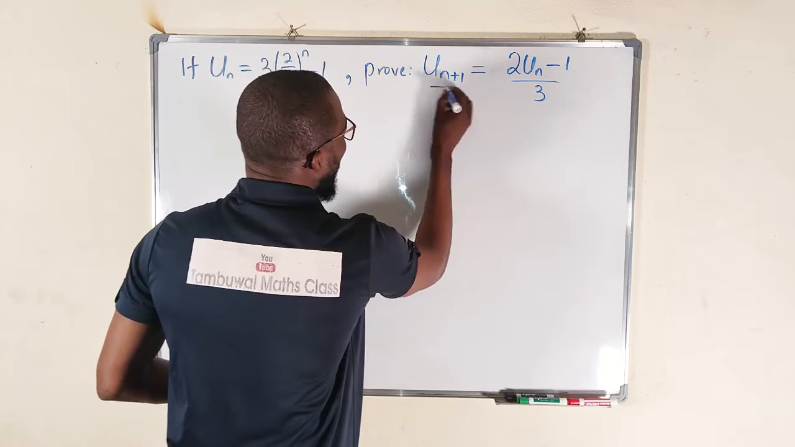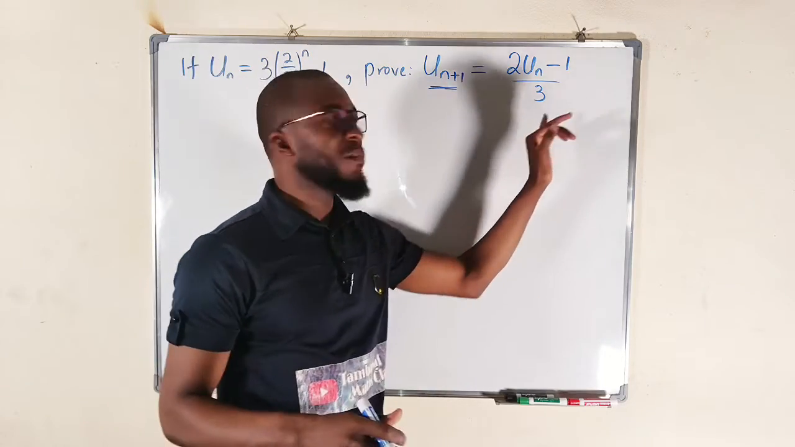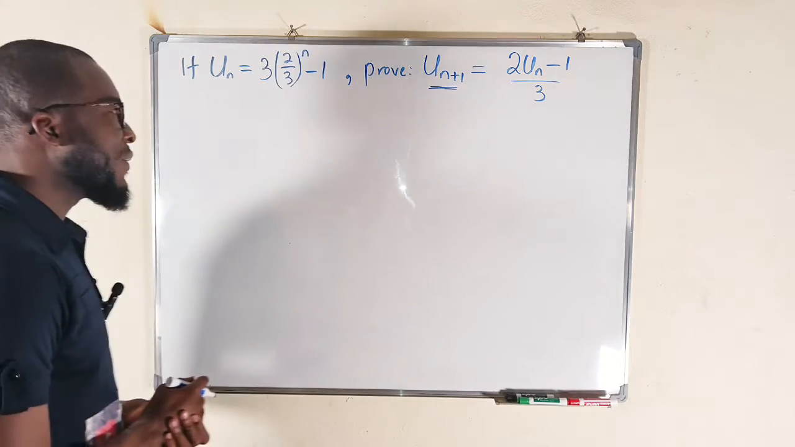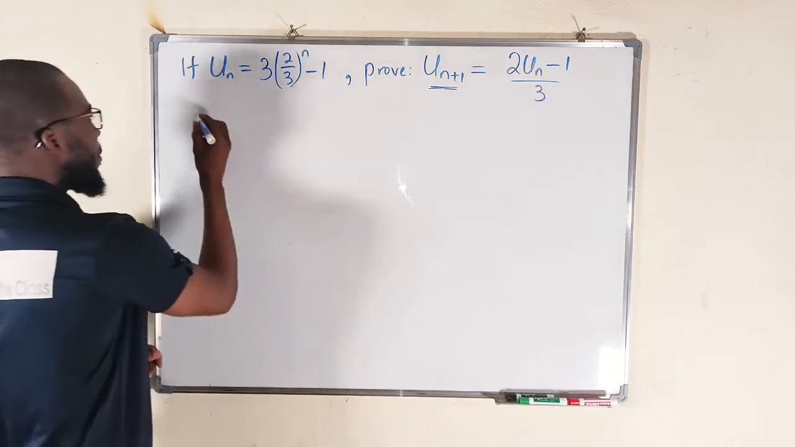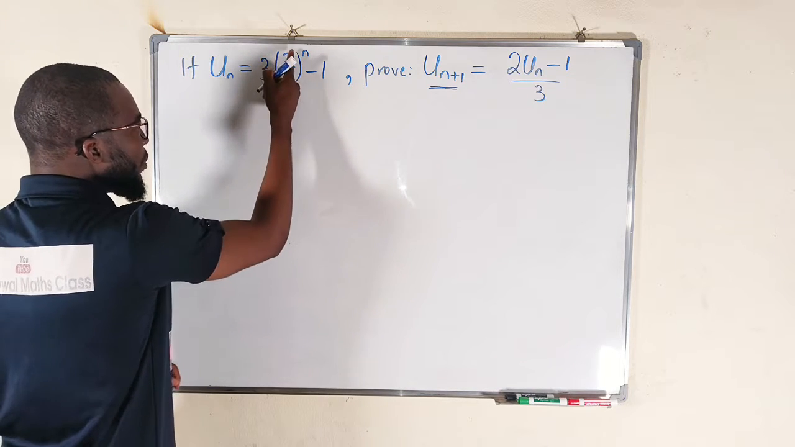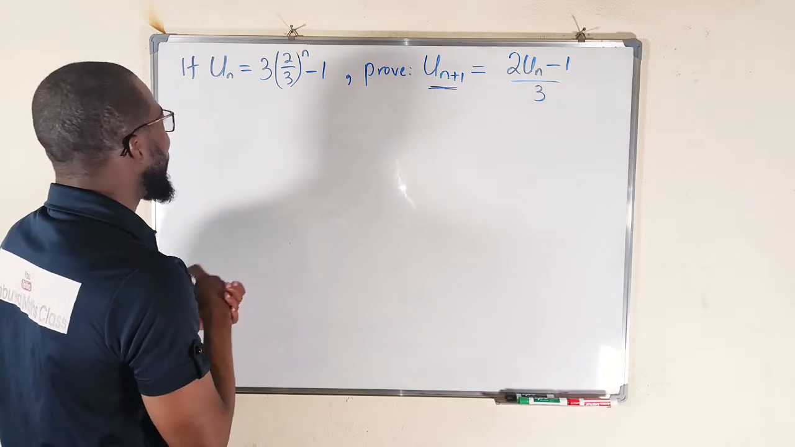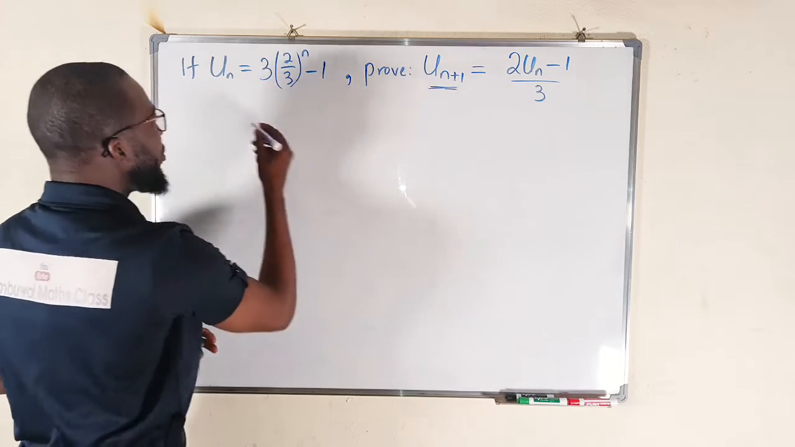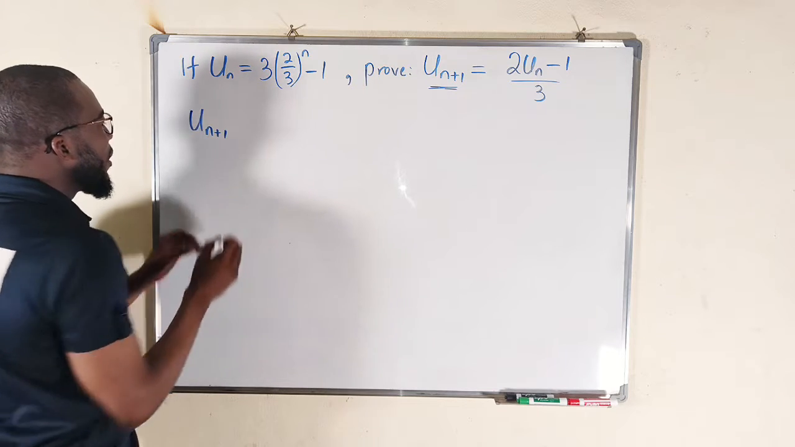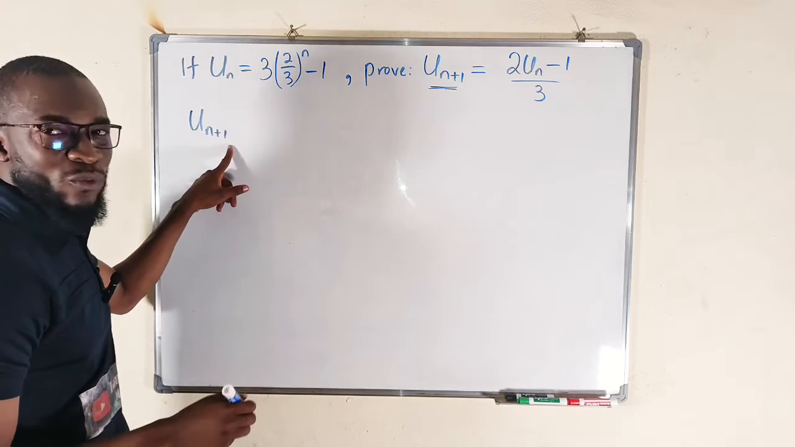This is what I would like to take, simplify it, and show that it is the same thing as 2 multiplied by (U_n minus 1) divided by 3. So let me bring it down here. If U_n is equal to 3 multiplied by (2/3) to the power of n minus 1, what do you expect U_(n+1) to be? It will be U_(n+1). Wherever you have n, you replace it with n plus 1.